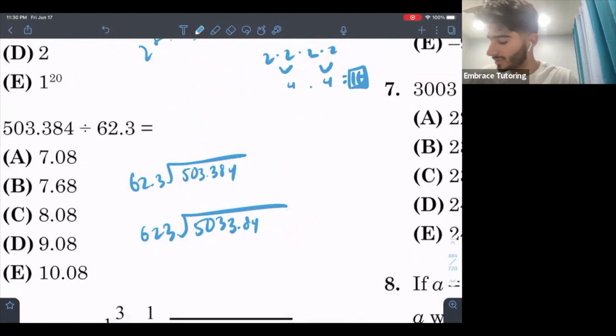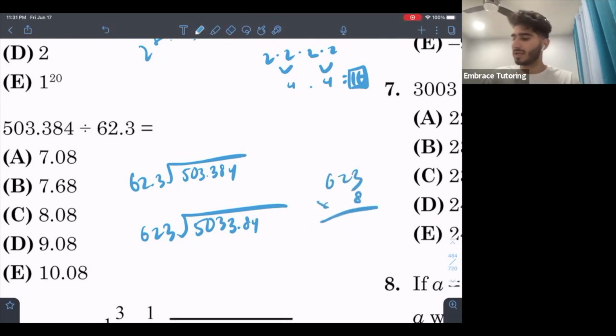So let's see how many times 623 goes into 5033. Let's try 7, 21, 14, 16. Oh, you know what we could do? We can try 8. 623 times 8. Because we can choose the number in the middle, right? If you need more, then 7 can't be the answer. But if it's less, then 9 and 10 can't be the answer. It just cuts off half the choices.